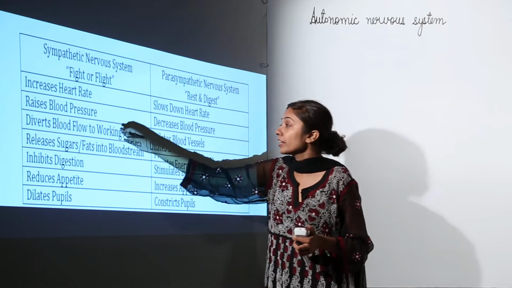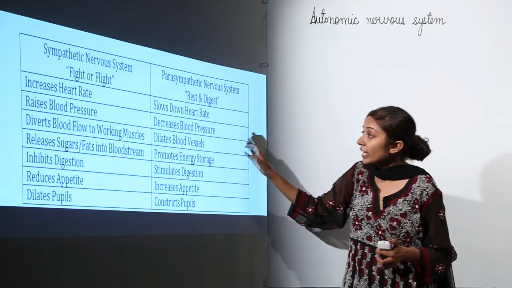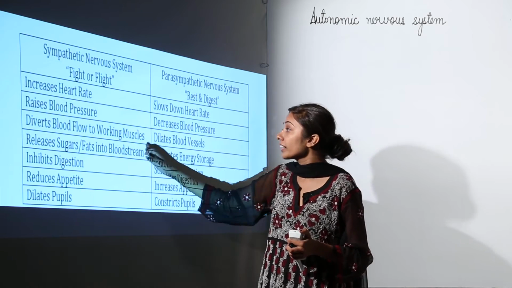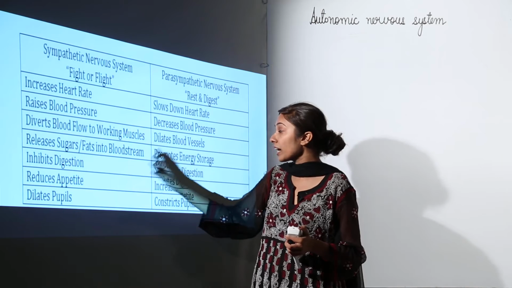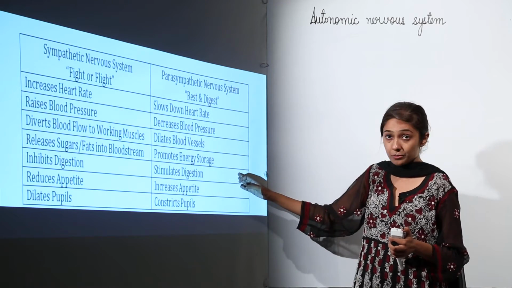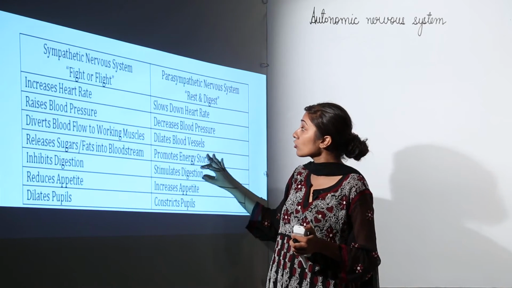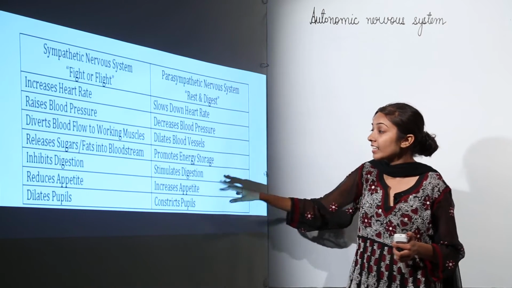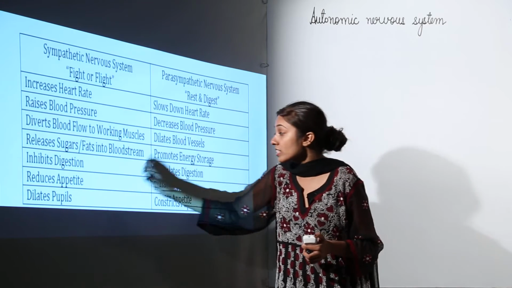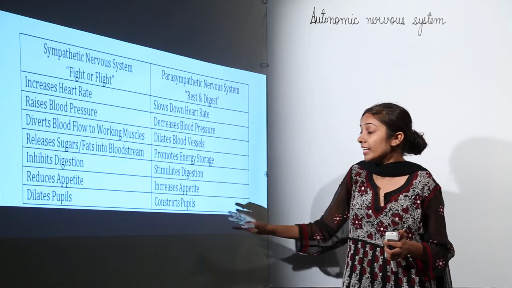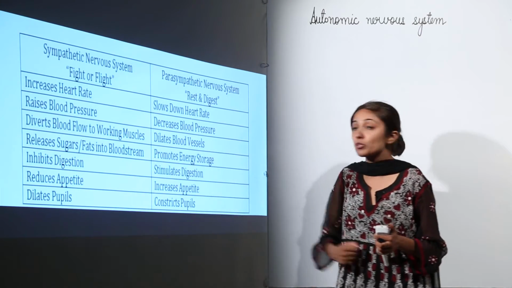It raises blood pressure, it decreases blood pressure. It diverts blood flow to working muscles, it dilates blood vessels. It releases sugars or fats into the bloodstream, it promotes energy storage. So that is why it is called rest and digest, right. Then it inhibits digestion, it stimulates digestion. It reduces appetite, it increases appetite. It dilates pupils, it constricts pupils.